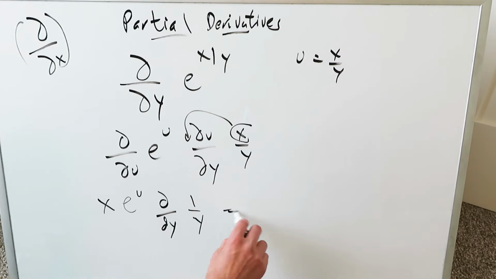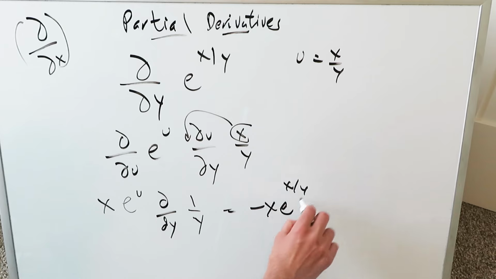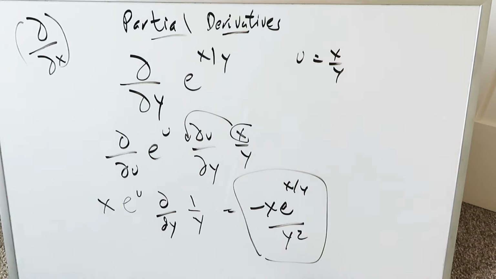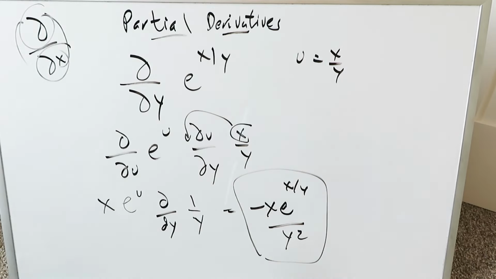Anyhow, we have coming over here, remember this was minus y to the minus 2. Well, then you bring the minus out, you have minus x, you have e to the x over y squared, and that right here would be your final answer. Again, remember this right here represents the terminology or the symbolism for partial derivatives. This answer here should be good. Minus x times e to the power of x over y divided by y squared.